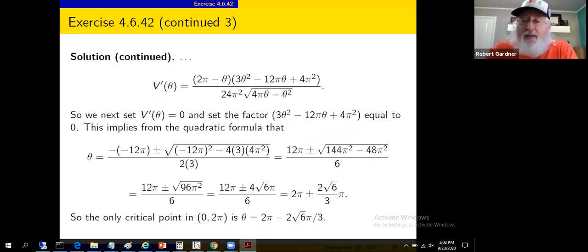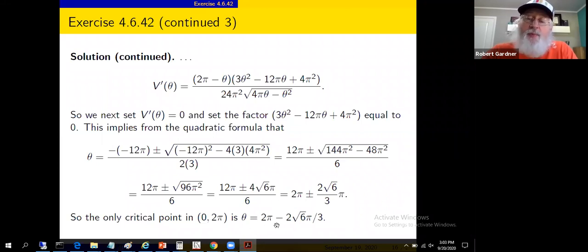Not a clean number, but anyhow, there's what you get for the other critical points. Are these in the interval 0 to 2 pi? We've got 2 pi plus something or 2 pi minus something. Well, if you take 2 pi plus something, you're not getting something in the interval 0 to 2 pi. It's too big. 2 pi minus, as long as this number isn't too big, and it's not, 2 square root of 6 over 3, that's not as big as 2. So we are indeed getting something that's in this interval when we do the subtraction.